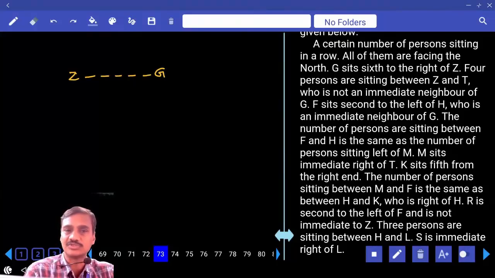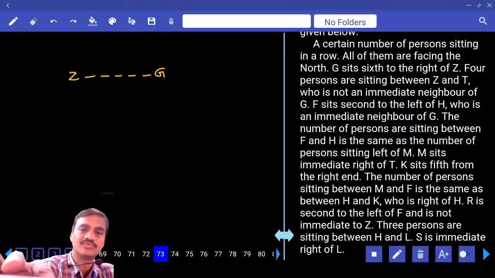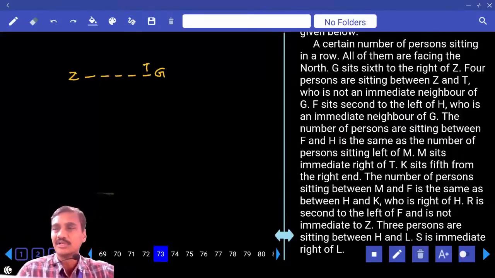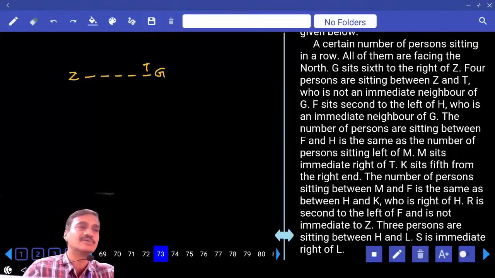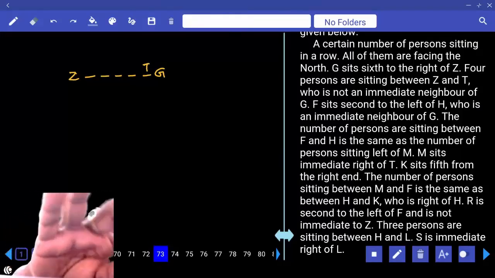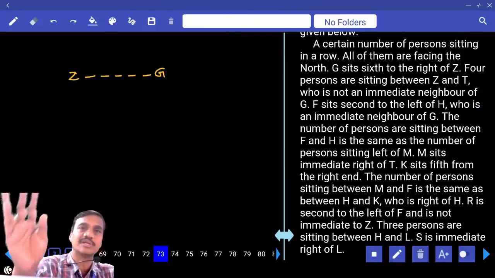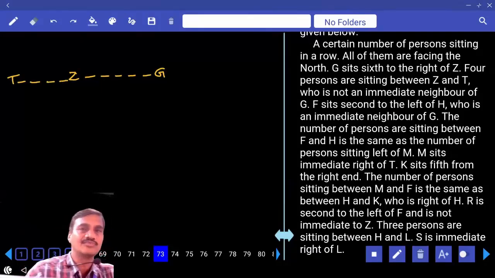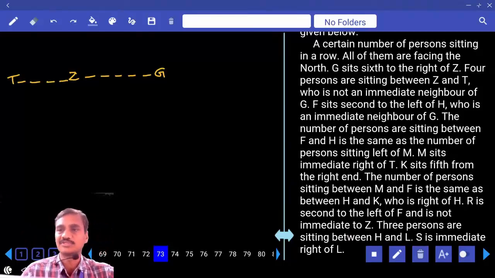G sits 6th to the right of Z and 4 people between Z and T, 1, 2, 3, 4, and T is here. Now can you have T at this place? T is not an immediate neighbor of G, and hence T cannot be at this place, which implies that T cannot be to the right hand side of Z, hence T must be to the left hand side of Z. T is to the left hand side. How many persons are there in between these two? Exactly 4. And 4 persons are sitting between Z and T, and T is not an immediate neighbor of G.